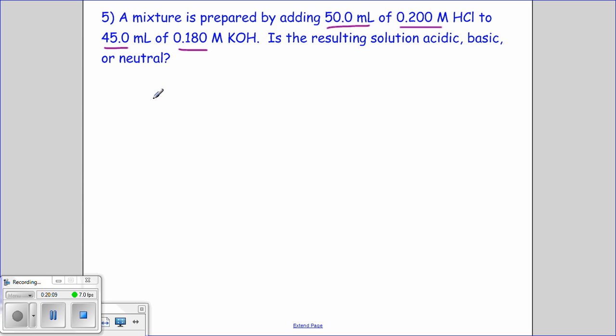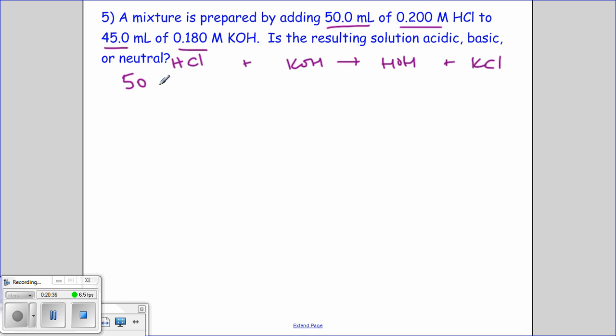Once we know what's left over, we have to assess the concentration of H pluses and the concentration of OH minuses to see if it's acidic, basic, or neutral. So this is going to take us just a minute here. I guess I should write my equation first. HCl plus KOH yields HOH plus KCl.